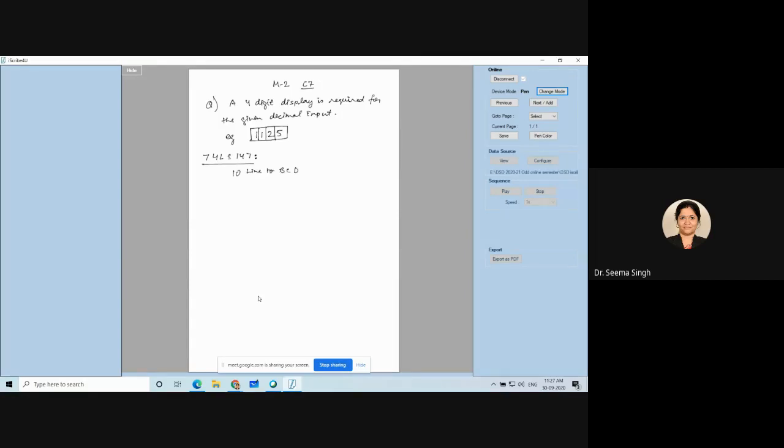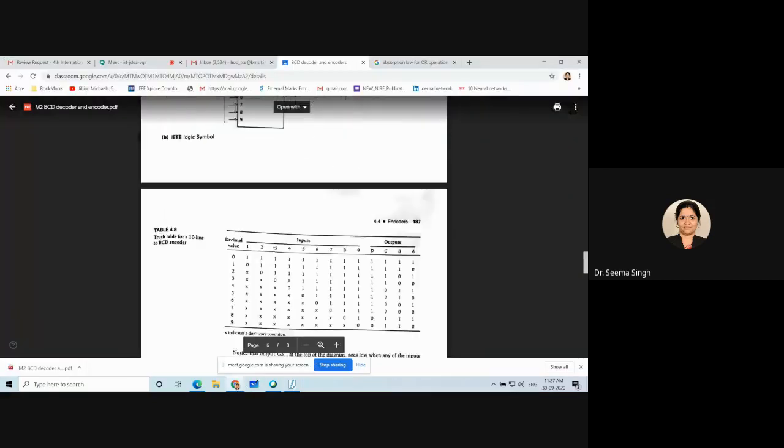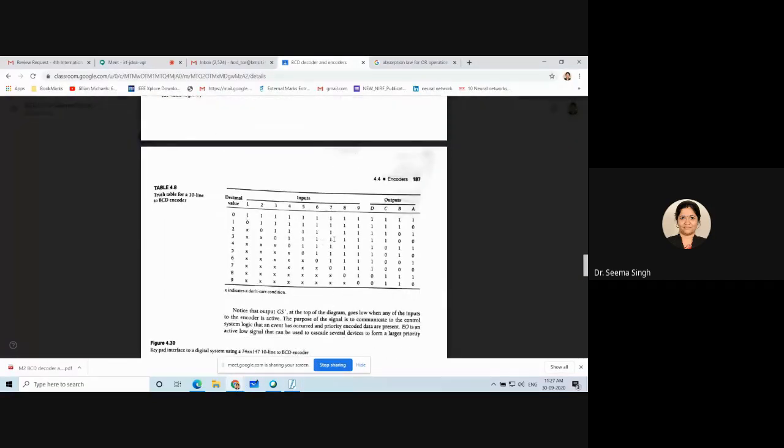Next we have to do the 10 line to BCD encoder. You need to know the truth table and circuit of this. This is the 74LS147. I will show you the truth table. All of you have to understand this truth table with me carefully. This is again a priority encoder.